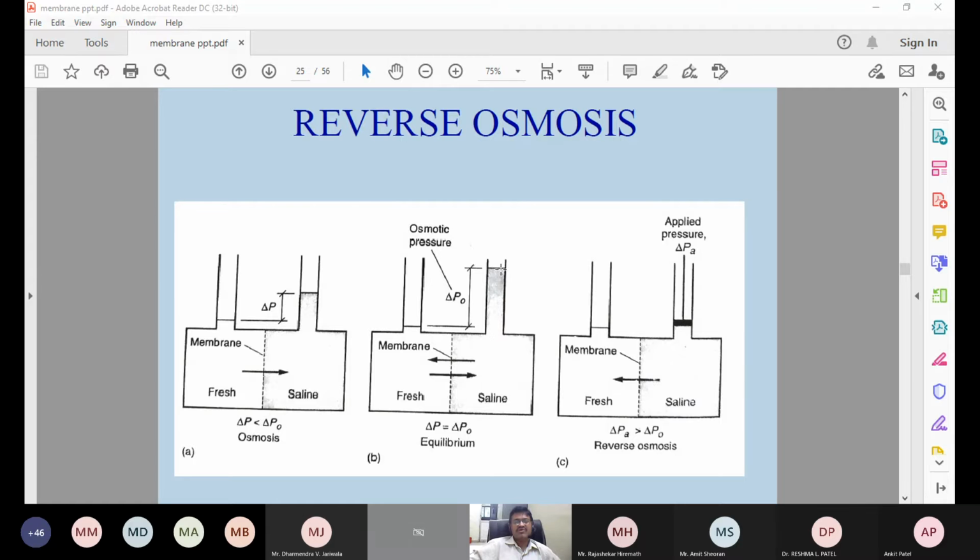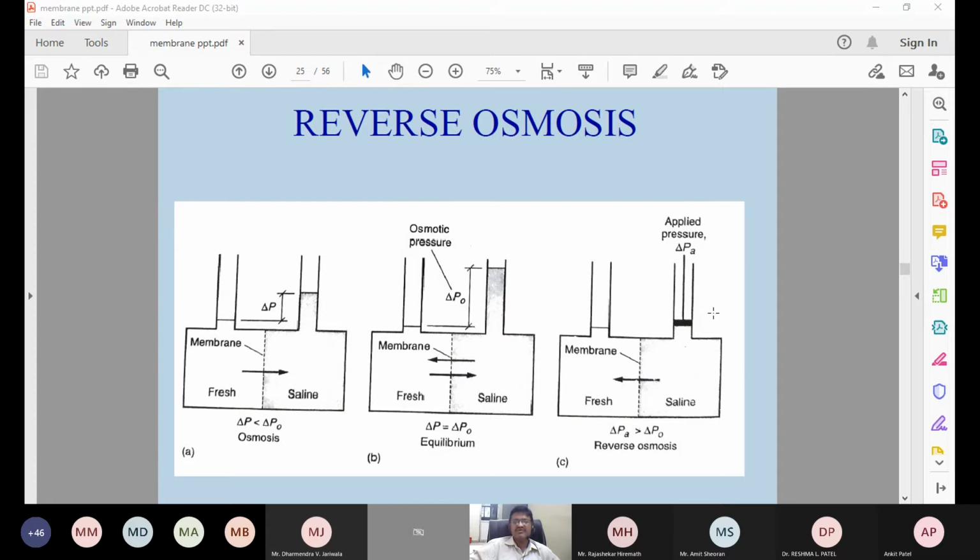Okay. Now, in reverse osmosis, what are we doing? We are applying pressure from this side, and as we apply pressure from this side, the water will pass through it, but the salts will not pass. So this is called reverse osmosis. So reverse osmosis is what? If you apply pressure from the saline side, the fresh water will pass through it, but the salts will not pass through it. Okay.